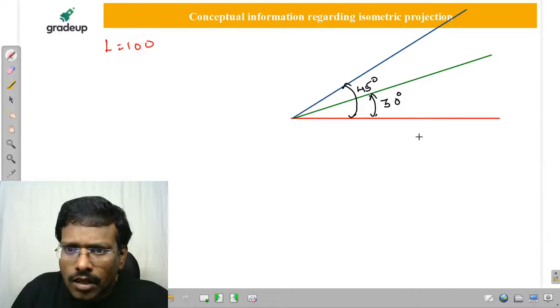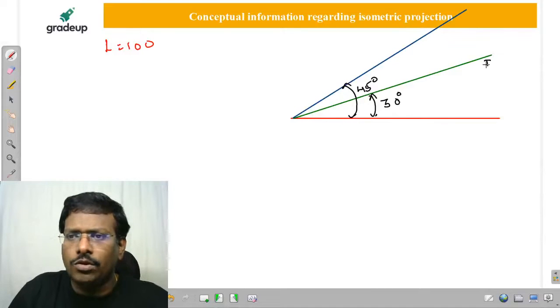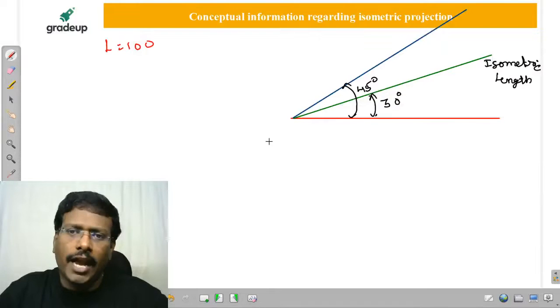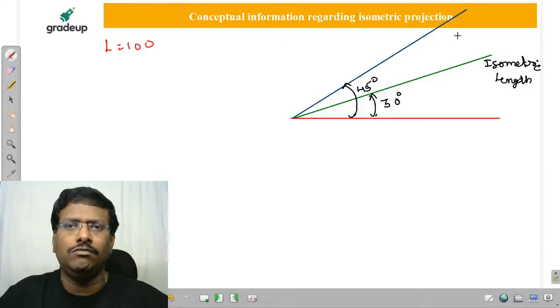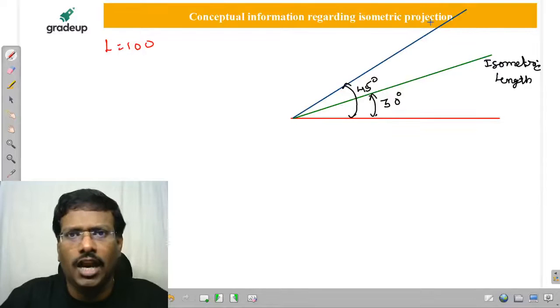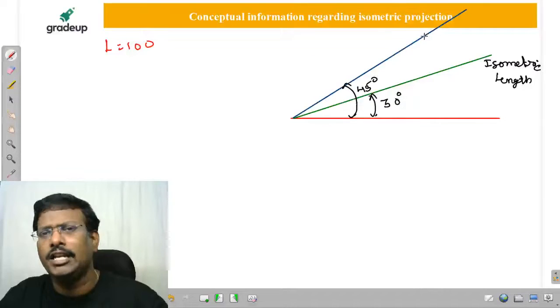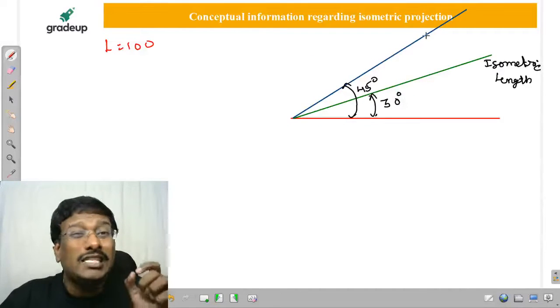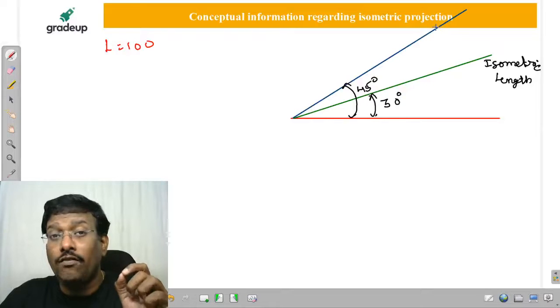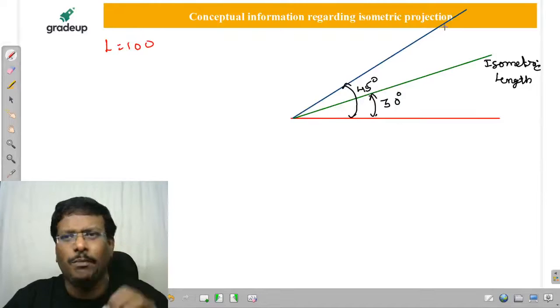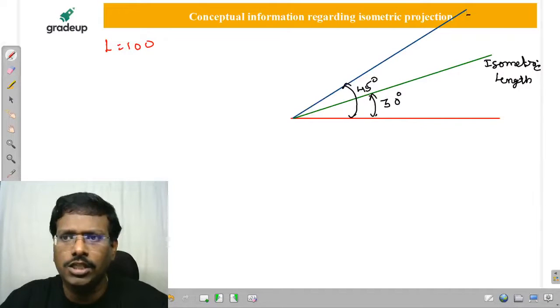Therefore, whatever the green line is, it is going to give the isometric length. But the true inclination of the line, the view inclinations, everything you can get a clear picture of in the classification of projection of line inclined to both the planes. I can give that view information, my dear friends. So this is going to give the true length.